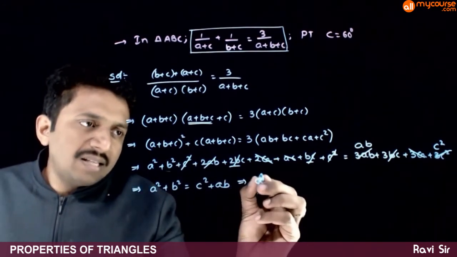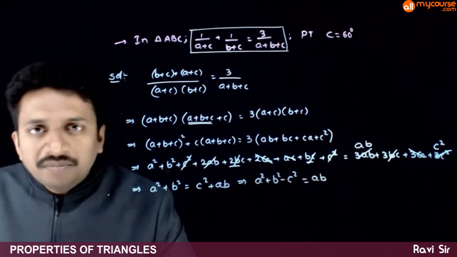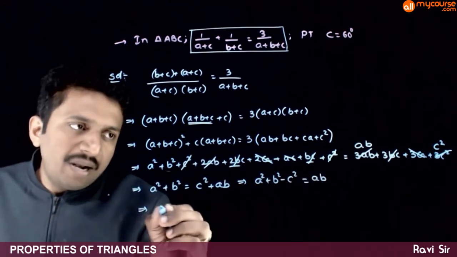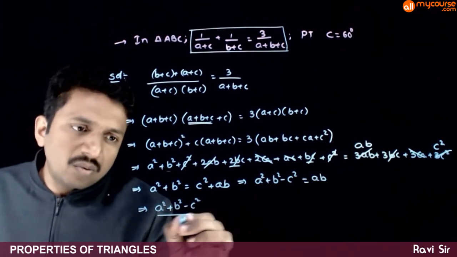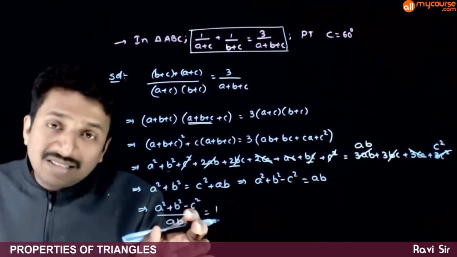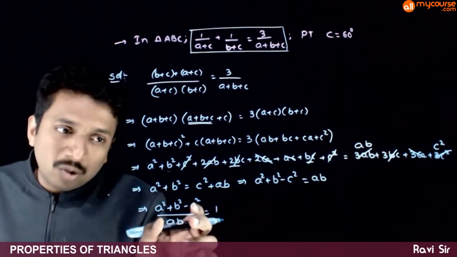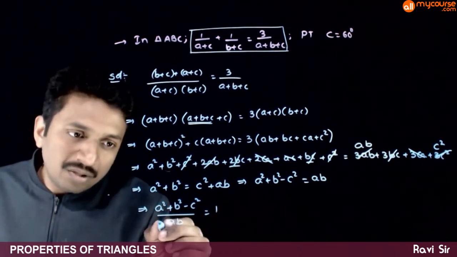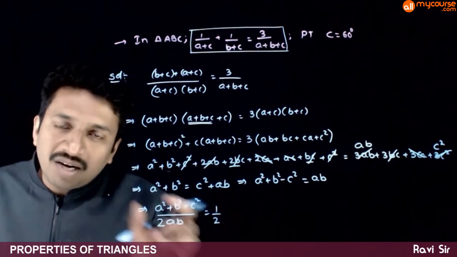This implies a square plus b square minus c square is equal to ab. And this implies a square plus b square minus c square by ab is equal to 1. Does this formula remind you of some rule? Yes, this looks like the cosine rule for angle C. So you have an extra 2 here.